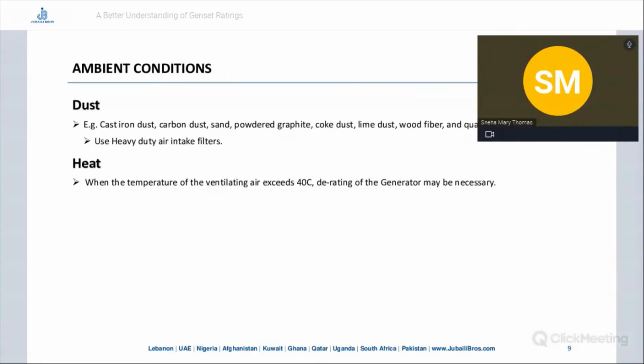Dust. Dust, for example cast iron dust, carbon dust, powdered graphite, coke dust, lime dust, or wood fiber or quarry dust. Use heavy duty air intake filters, which is standard in most manufacturers. Heat, when the temperature of the ventilating air exceeds 40 degrees Celsius.